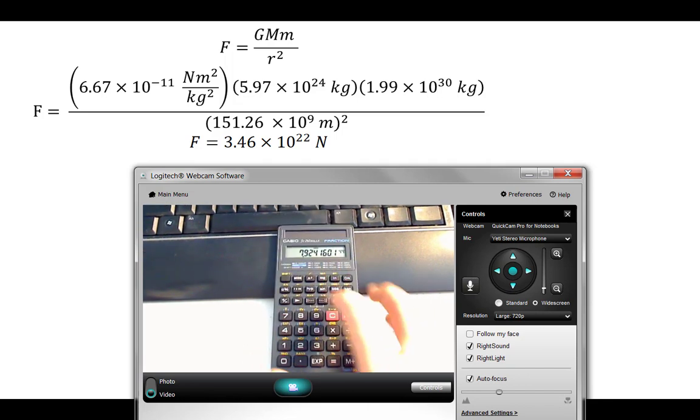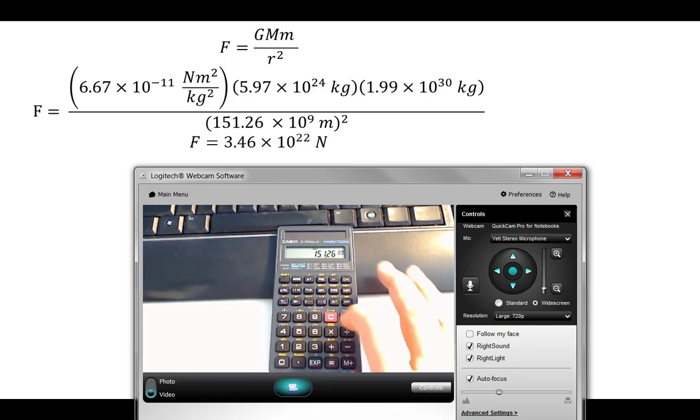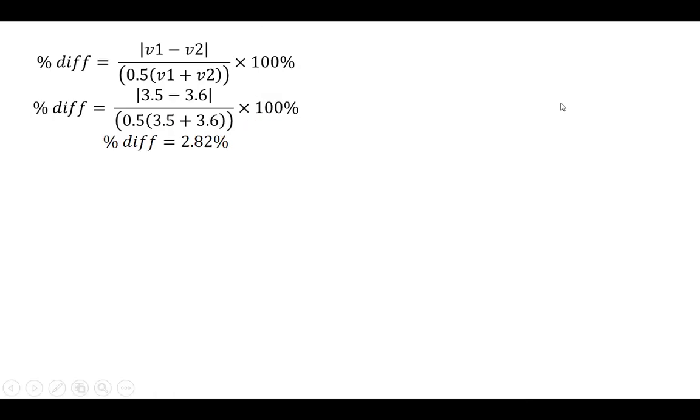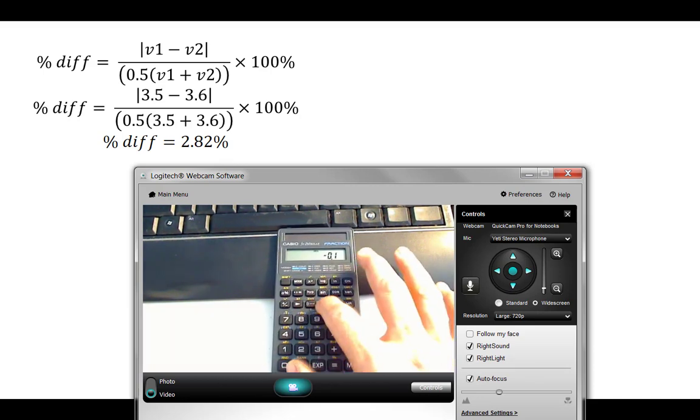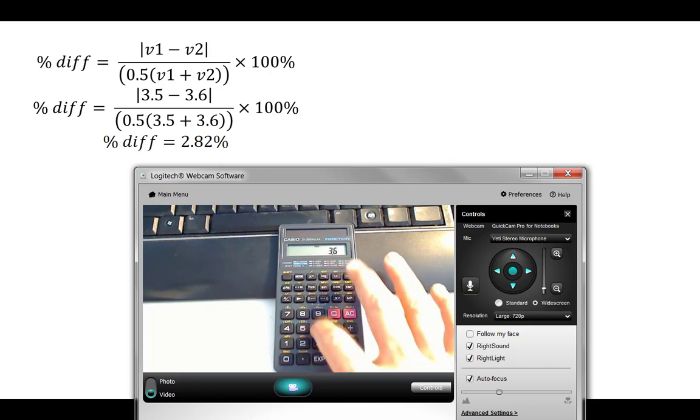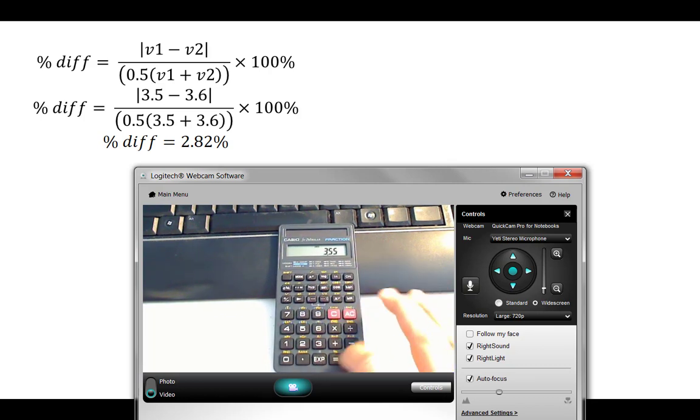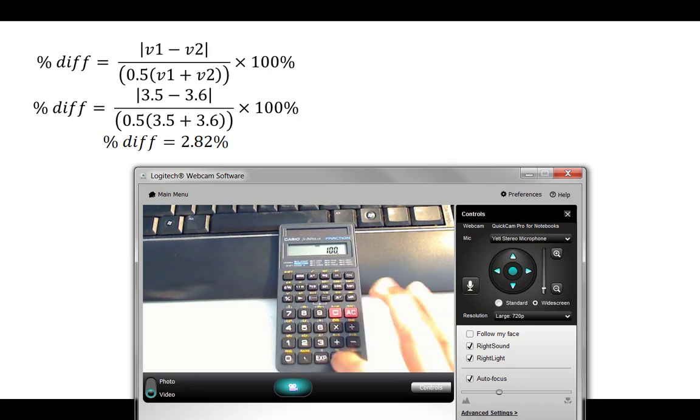Divide by, we are again going to need parentheses. So 151.26 and parentheses, square it, equals 3.46 times 10 to the 22. Exactly where we need to be. And over on the other slide, it's very similar to how we did the last two TIs, in that we need parentheses around the numerator, so 3.5 minus 3.6. Then divide by one set of parentheses 0.5 times, second set of parentheses 3.5 plus 3.6, close parentheses, it equals, and multiply by 100, and we get 2.82.